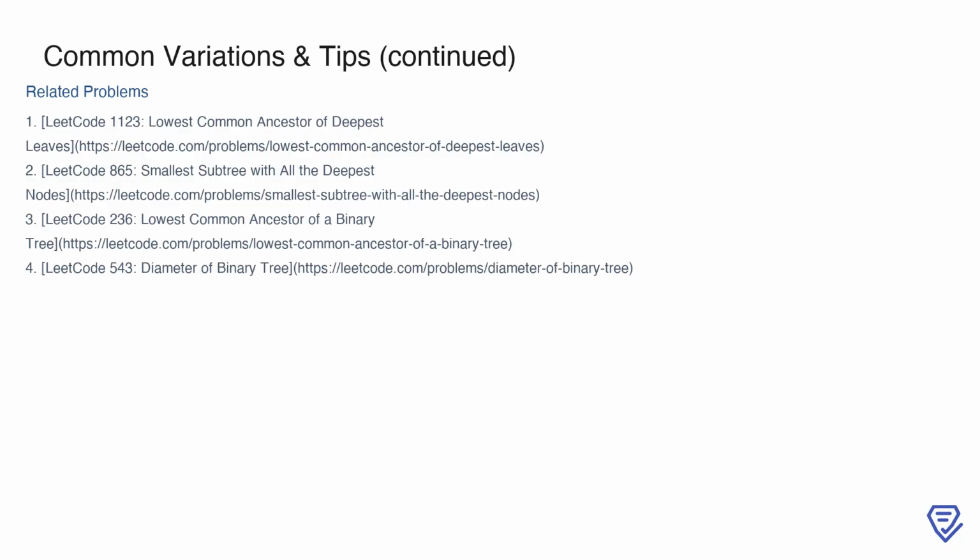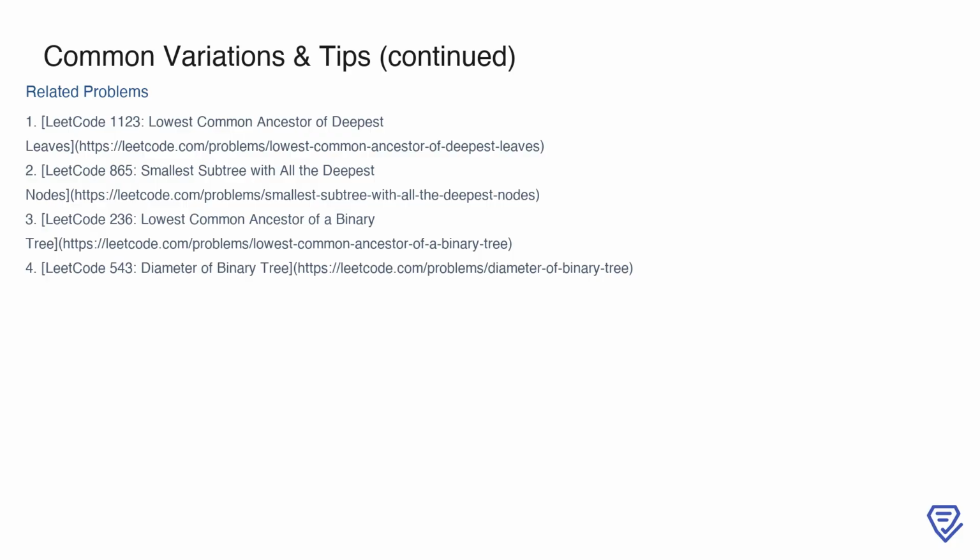For additional practice and understanding, there are several related problems you can explore. LeetCode 1123, lowest common ancestor of deepest leaves, is closely tied to this problem and involves finding the lowest common ancestor of the deepest nodes in a binary tree. Of course, revisiting LeetCode 865, smallest subtree with all the deepest nodes, is a great way to reinforce your understanding and explore alternative approaches to this exact problem.